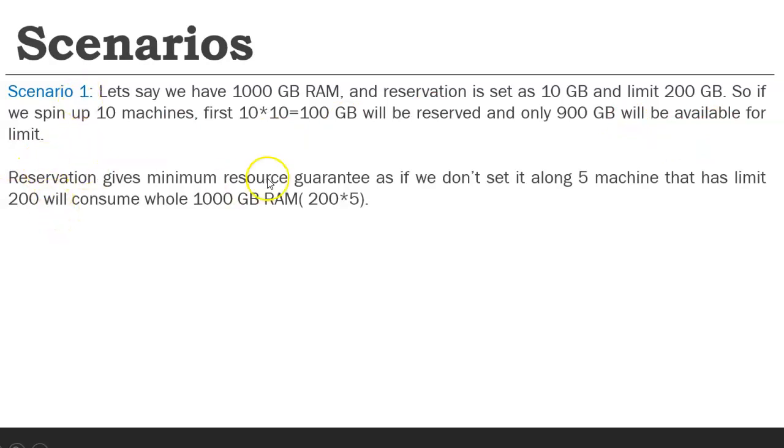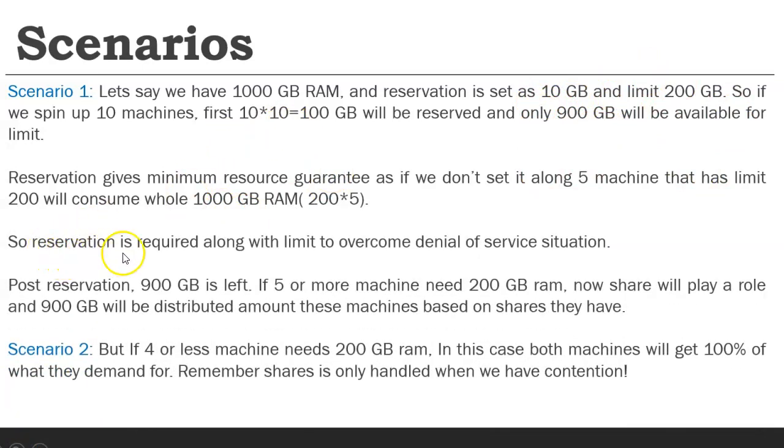So reservation gives the minimum resource guarantee. If we don't set it, then if 5 machines need 200 GB, they will consume all 1000 GB RAM. So they can have resources of only 900 GB to consume. So even if 5 machines request 200 GB as their limit, still they have only 900 to allocate because 100 GB is reserved. So reservation is along with the limit to overcome the denial of service situation that we have discussed during the reservation. This reservation is very important for the denial of service situation.